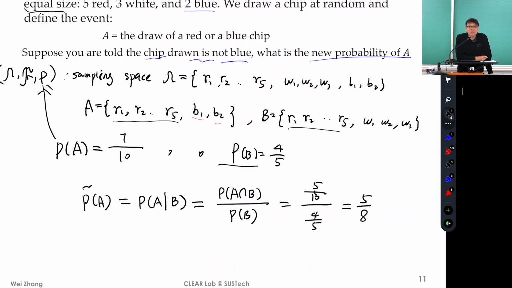Okay, that's conditional probability. It's elementary, right? It's just like I introduced in linear algebra. I start from the very basics and gradually speed up. So we'll do the same thing here. Okay, let's take a break.